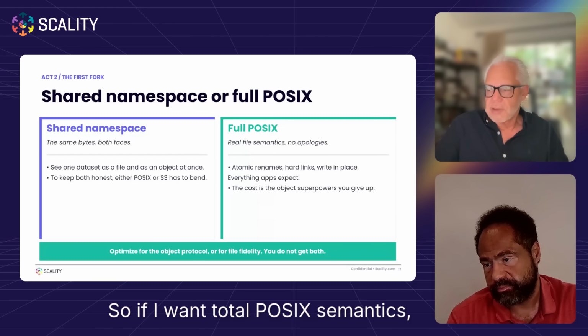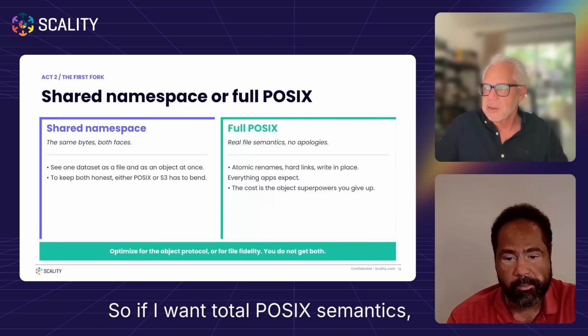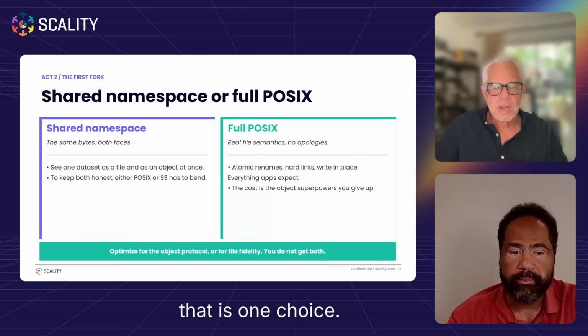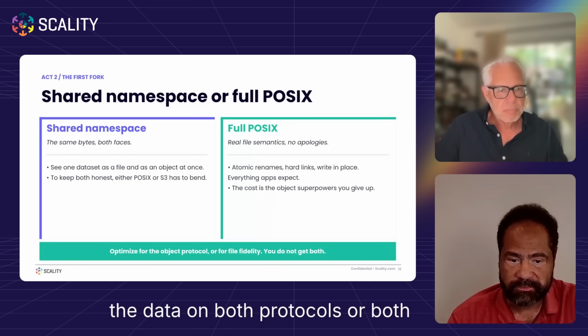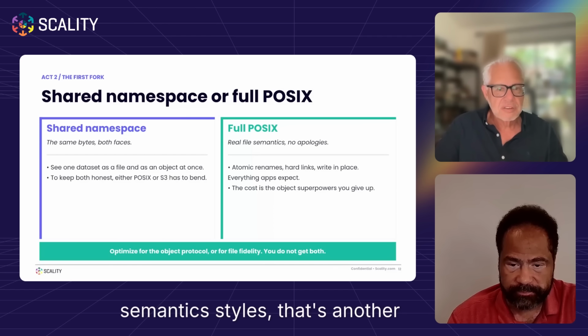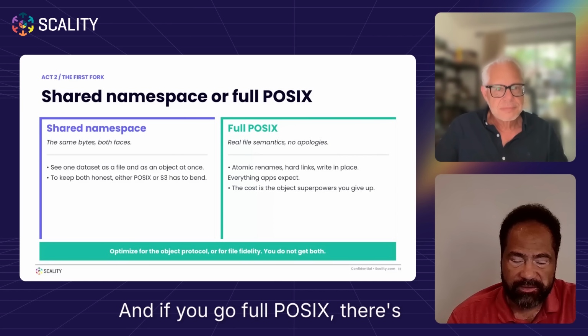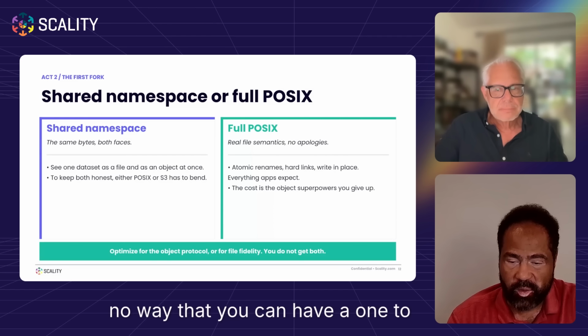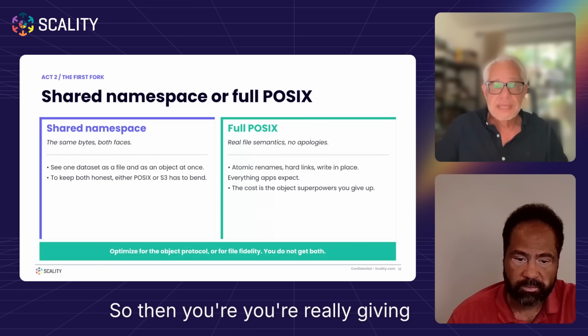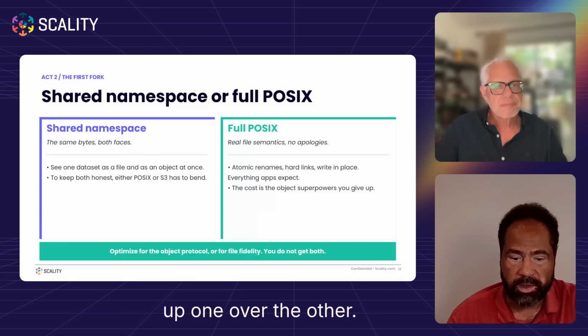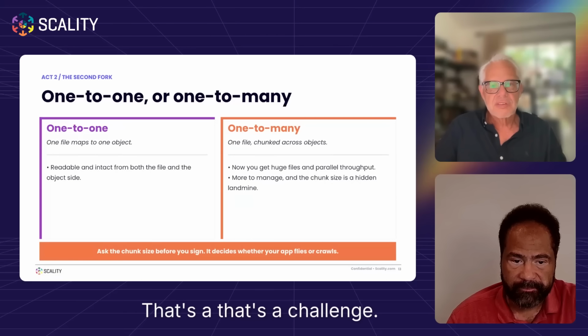Okay. So if I want total POSIX semantics, like it says here on the slide, that is one choice. And if instead I say I need to see the data on both protocols or both semantic styles, that's another choice. Yes. And if you go full POSIX, there's no way that you can have a one-to-one match between object and files. Got it. So you're really giving up one over the other. Yes. That's a challenge.